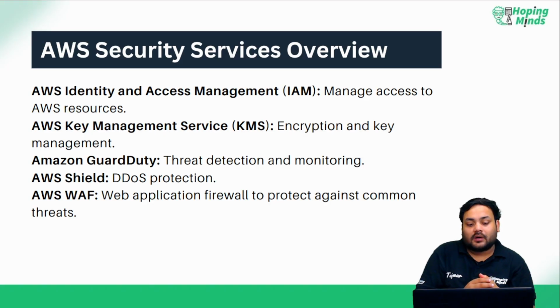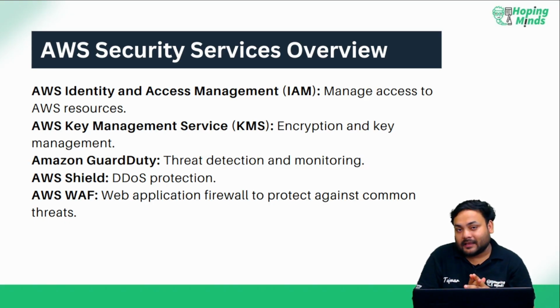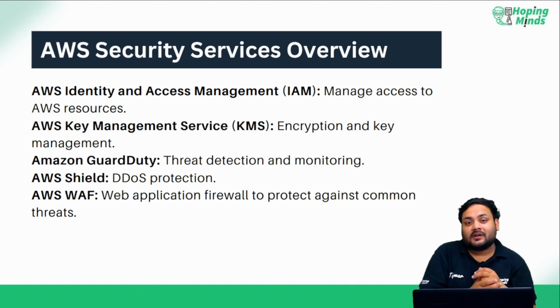Now let's understand what security services we have in AWS. First we have AWS Identity and Access Management, which is IAM, which we have already understood in the previous session, and we understood each and everything practically as well. Then we have AWS Key Management Service, which is KMS, and with the help of this we can encrypt our data and decrypt our data as per our need. In the upcoming session we are going to study this as well.